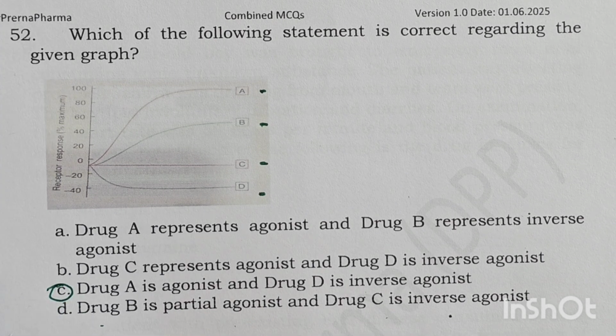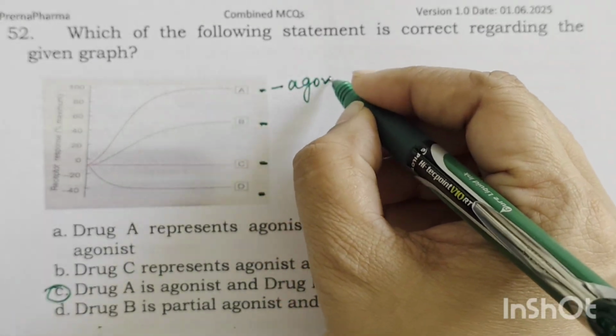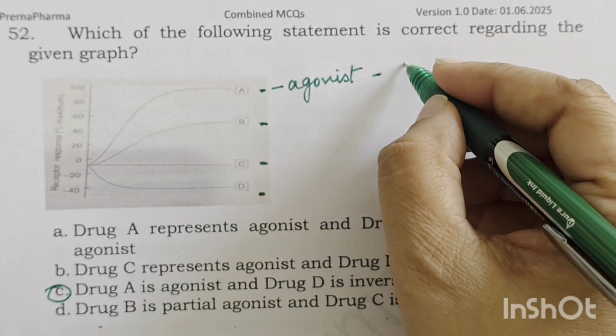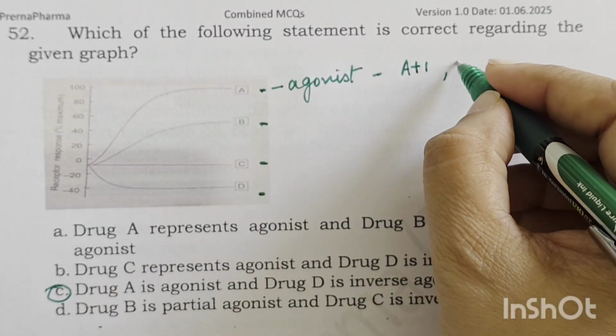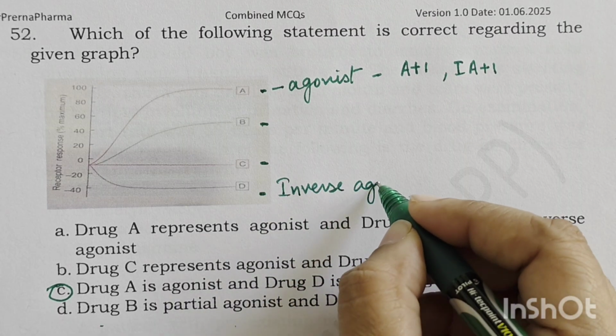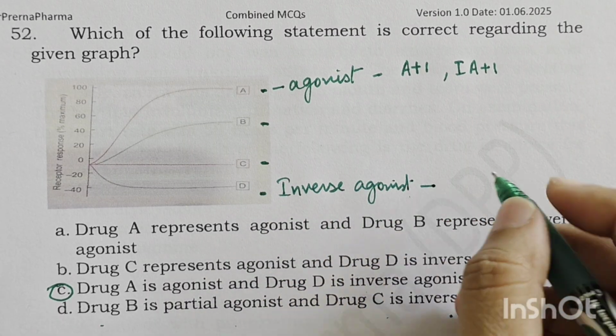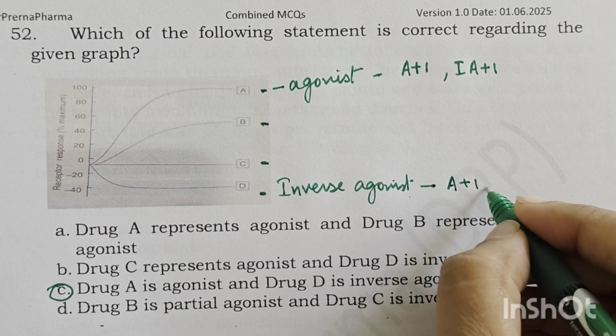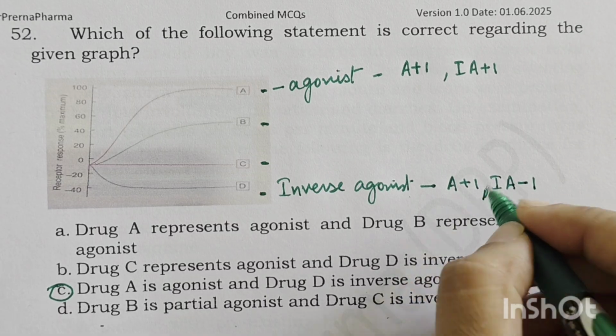The drug A is an agonist. One thing we can say with full confidence is that this is an agonist, because its affinity is +1 and its intrinsic activity is +1. This drug is an inverse agonist, right? D has got affinity +1 and intrinsic activity is -1, in the negative direction.